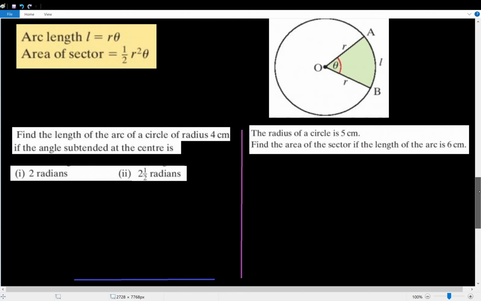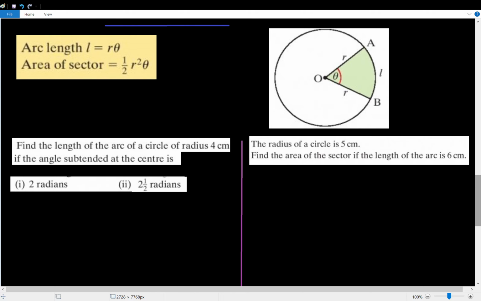So our arc length L, which we can see on our diagram there, is equal to the radius times the measure of the angle in the middle, as long as that measure is in radians. That's how that works out for this one. So our angle measure theta in radians multiplied by the radius will give us the arc length. And the area of the sector, which is marked in green in the diagram here on the right, is 1/2 r squared theta, where theta is in radians. So let's just see an application of that to start with.